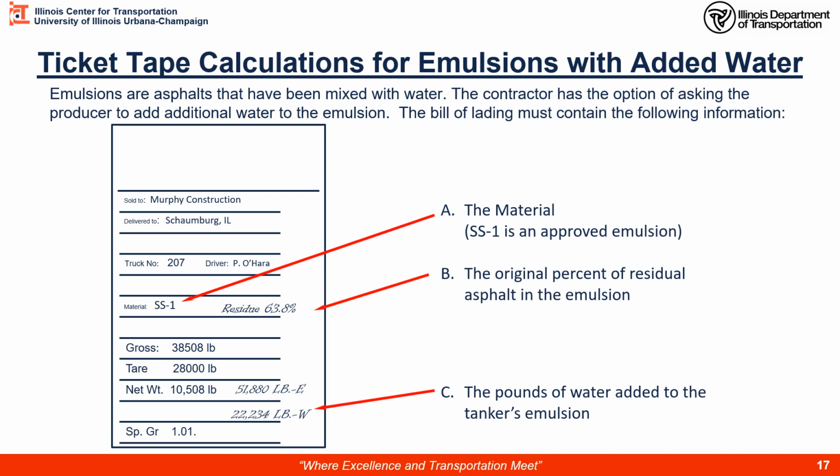You have the material being described in its nomenclature. SS1 is a slow setting emulsion, type 1. This is a standard emulsion, producer specification. The bill of lading will show the original percent of residual asphalt in that particular emulsion. And then there will be information on the amount of water and emulsion added to the tanker. So these are the key elements of information that you will need to calculate the new amount of emulsion being applied to your road.